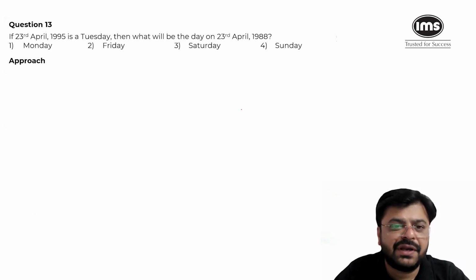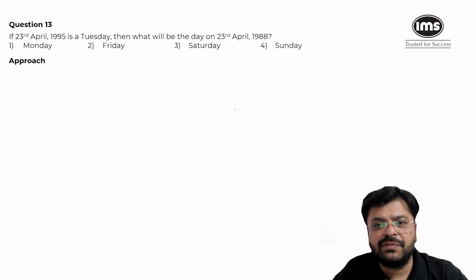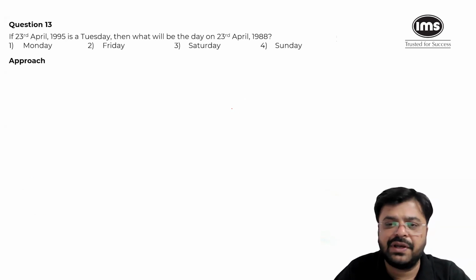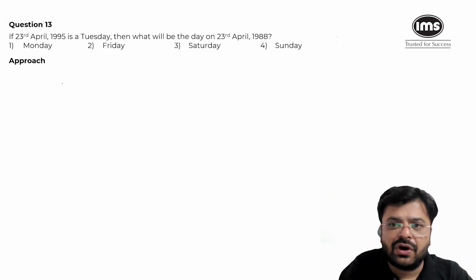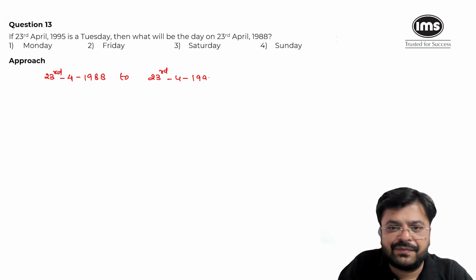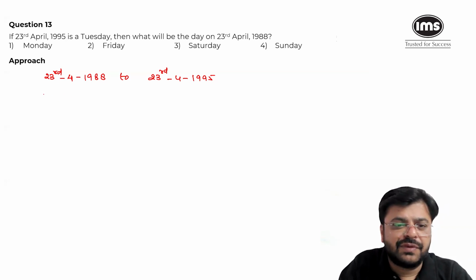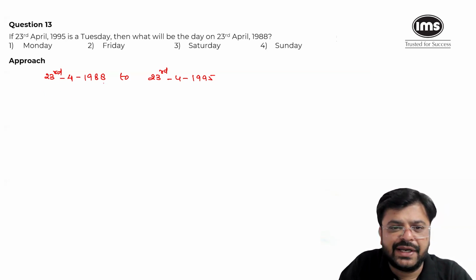If 23rd April 1995 is a Tuesday, then what will be the day on 23rd April 1988? Let's count the odd number of days from 23rd April 1988 to 23rd April 1995.